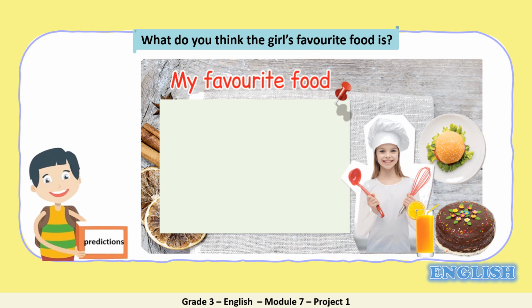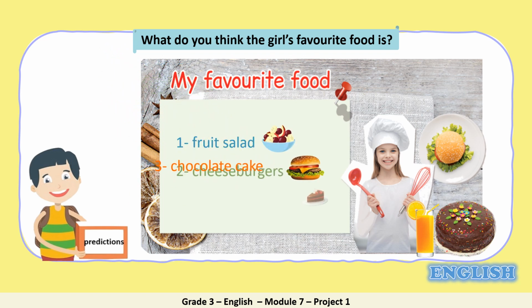To start our lesson, Bob is here to remind you. The first step is predictions. You have a title and you have pictures to help you. So my question to you is, what do you think this girl's favorite food is? Is it fruit salad? Is it cheeseburgers? Or is it chocolate cake? Now, maybe you don't have the correct answer yet, but we will find out later.